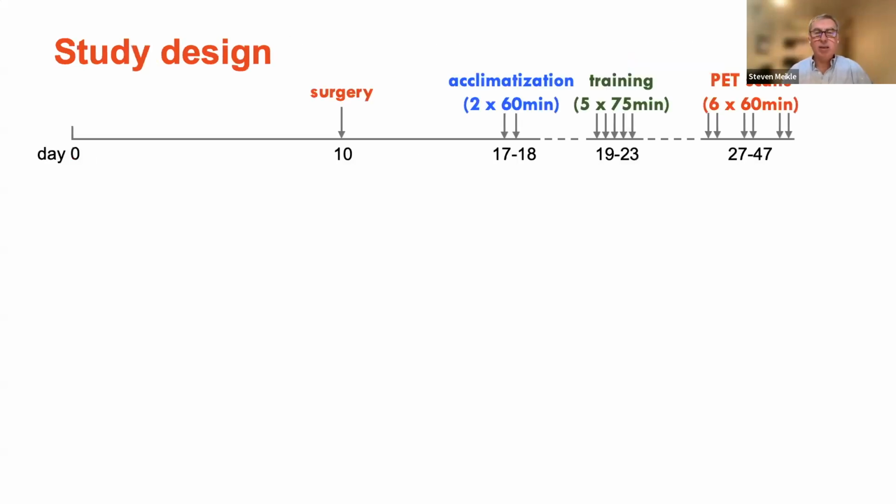So this was what the study design looked like. I won't go through this in detail, but the surgery is just for the insertion of that cannula for the jugular vein administration that I showed you. After acclimatization, the animals were trained in a number of sessions on different days to learn to associate a particular sound with a particular reward outcome, which I'll show in a moment. And then a week later, each animal underwent 6 PET scans on different days.